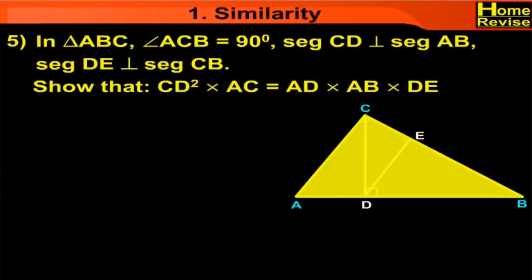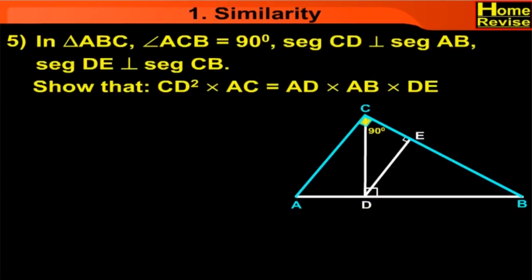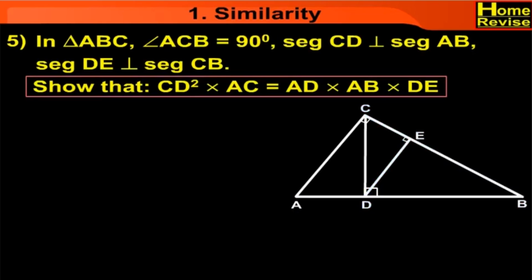In triangle ABC, angle ACB is equal to 90 degrees. Segment CD is perpendicular to segment AB. Segment DE is perpendicular to segment CB. Show that CD square into AC is equal to AD into AB into DE.